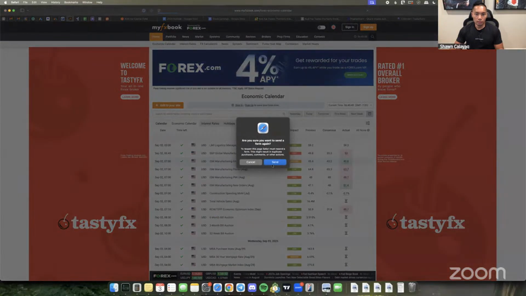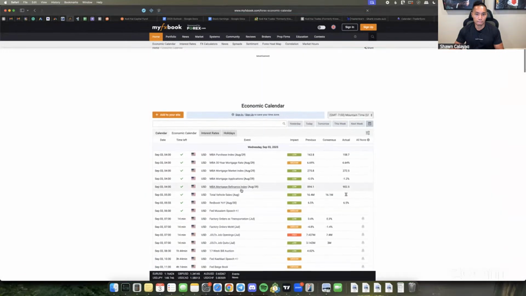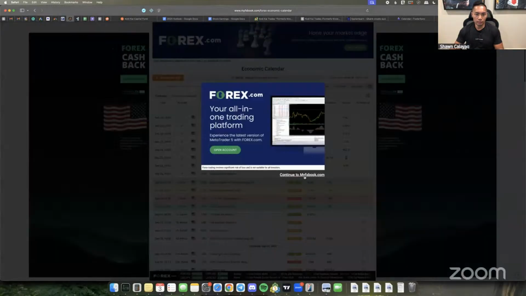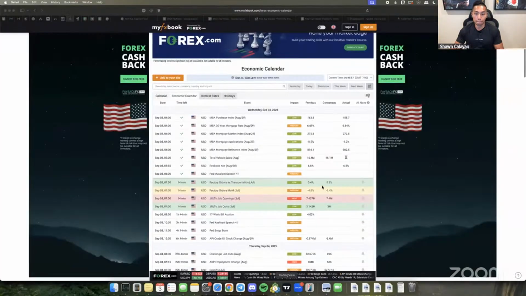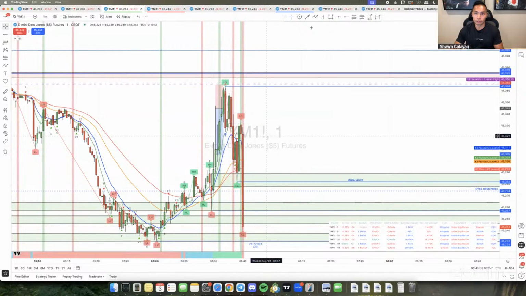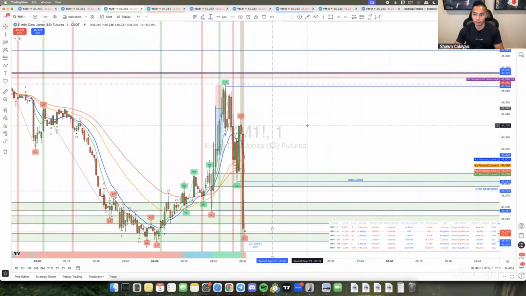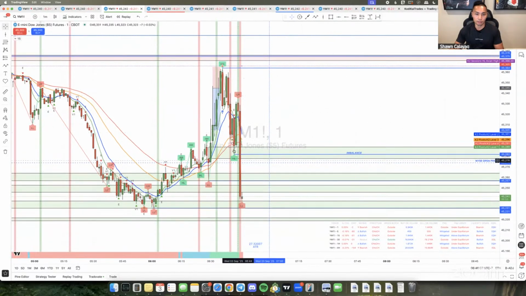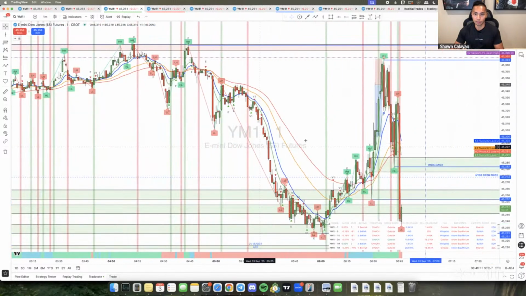So yes, we have news today. We got JOLTS job openings at 7 o'clock. Damn, huge spike to the downside. This is a pretty unpredictable market, as you guys can see. This thing is all over the place. Look at this huge red candle. This is probably like a pre-news movement right here.